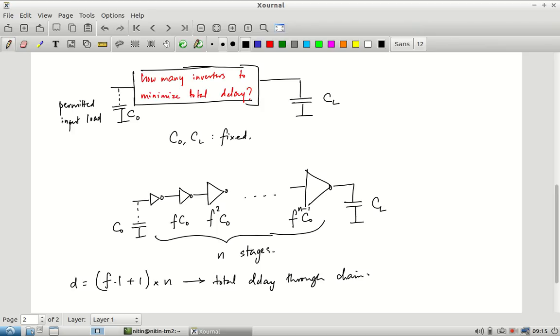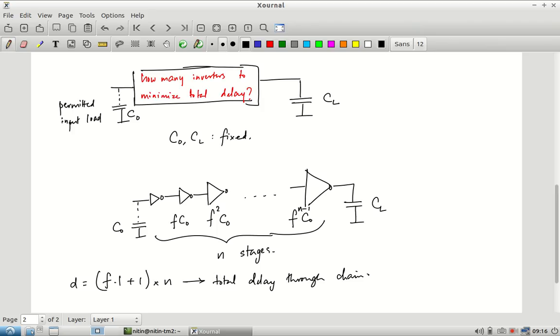And then what we said was, if we want to minimize this, subject to what? That F to the power N has to be equal to a constant, CL by C0. That's the only other known factor that we have over here. F to the power N must be equal to CL by C0. Given those two expressions, F to the power N is equal to CL by C0, and this delay is equal to (f + 1) times n, and you want to minimize that, you can do the math and come up with this result that the optimal value for f should be somewhere between 3 and 4. That is where we chose that number 4 from. We chose the number 4 as a magic number over there. We said if you don't know anything else about the circuit, choose f equal to 4 as your guiding principle.